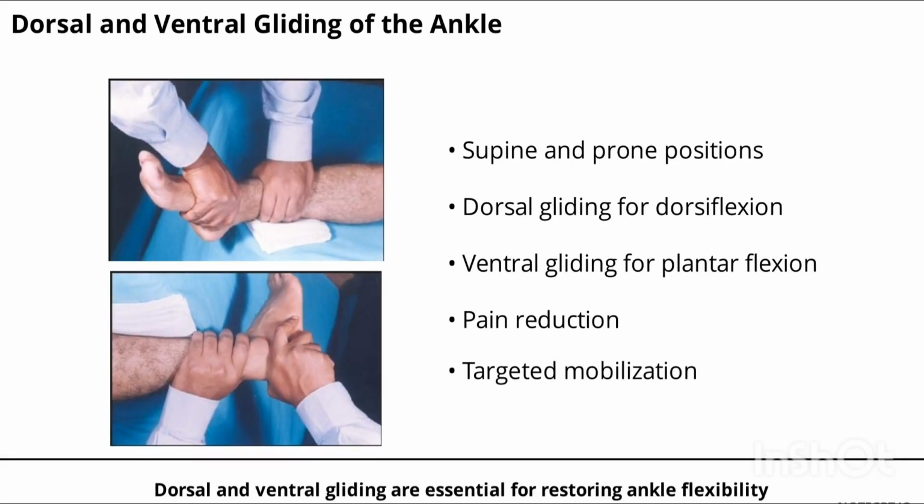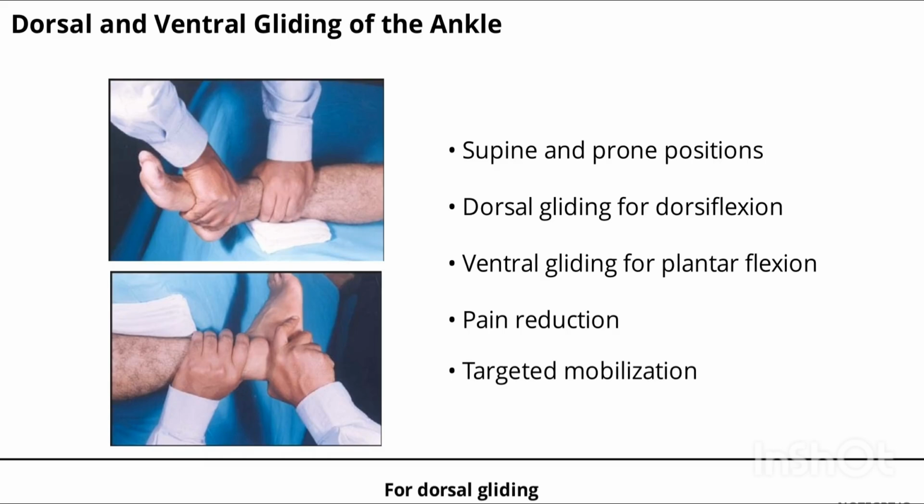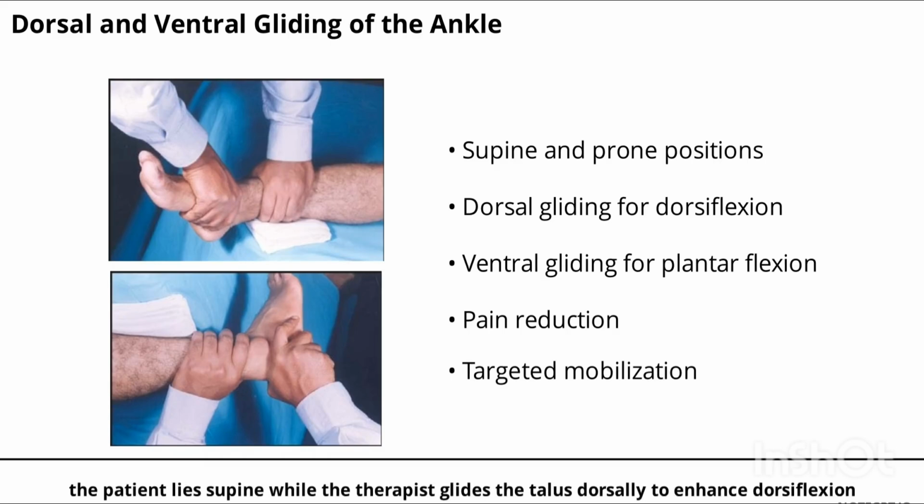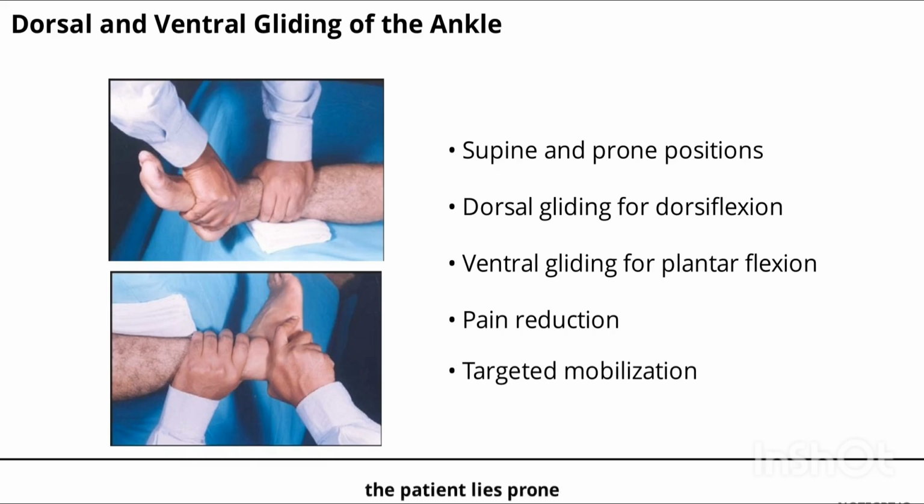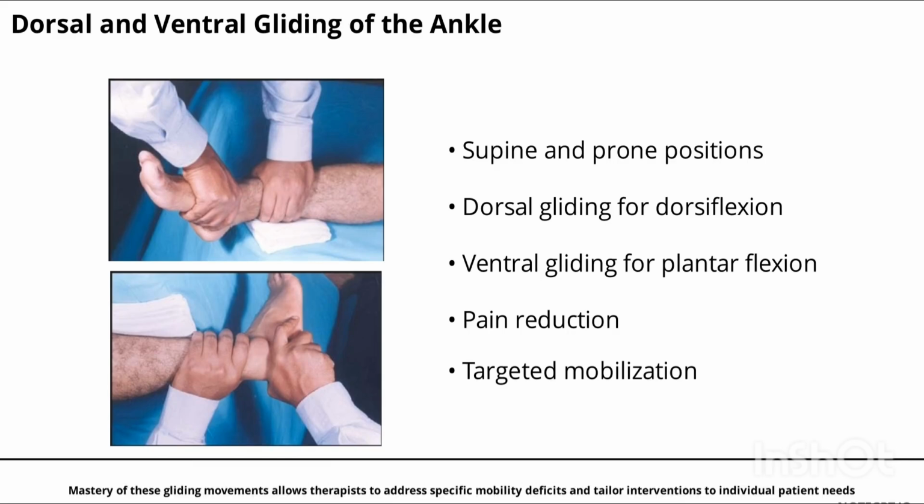Dorsal and ventral gliding are essential for restoring ankle flexibility. For dorsal gliding, the patient lies supine while the therapist glides the talus dorsally to enhance dorsiflexion. For ventral gliding, the patient lies prone, and the therapist glides the talus ventrally to improve plantar flexion. Both techniques help increase joint play and reduce pain. Mastery of these gliding movements allows therapists to address specific mobility deficits and tailor interventions to individual patient needs.